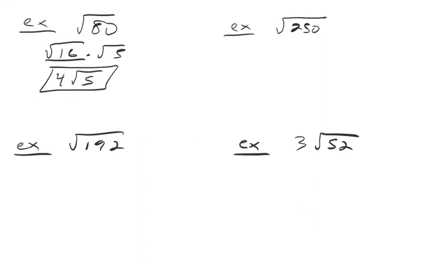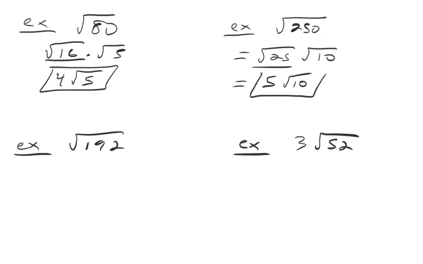This one, I would break up as the square root of 25 times the square root of 10, because 25 times 10 is 250. So this is square root of 25 is now 5, and we're left with the square root of 10 under there because we can't take the square root of that or simplify it. So you should have got 5 square root of 10 for that one.